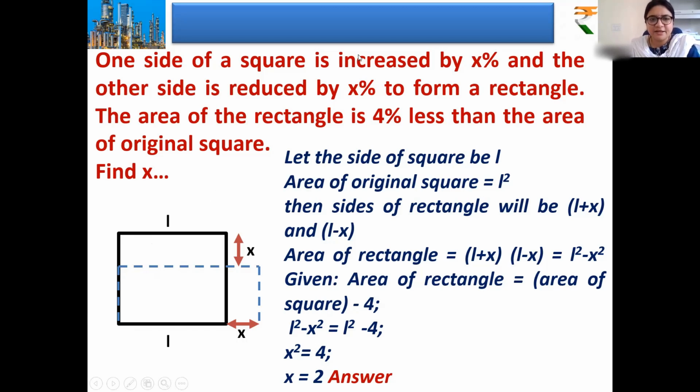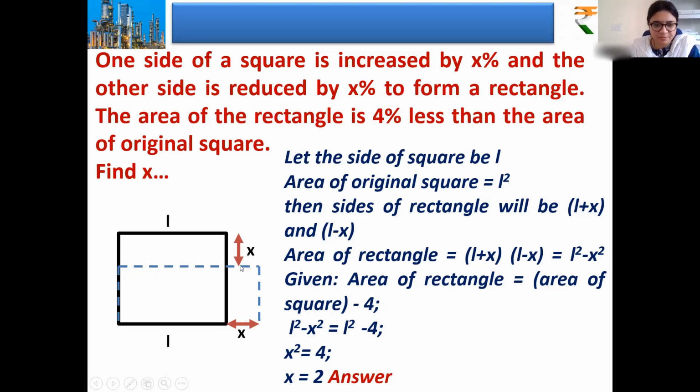Now let us go through this question. Here it is saying that one side of the square is increased by x%. If this is the original square, the one marked in black, let us take this side, suppose this is increased by x%. So it is increased by x%. This is one side, this is the other side. The other side is reduced by x%.